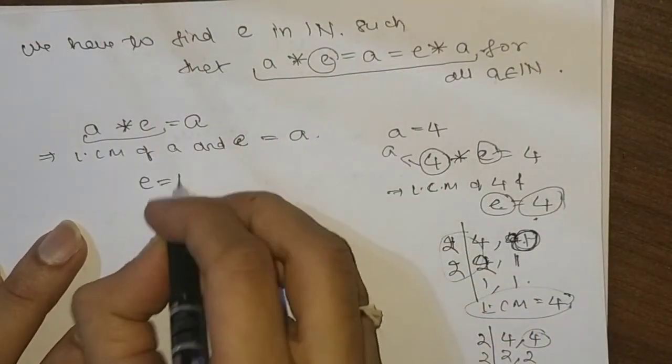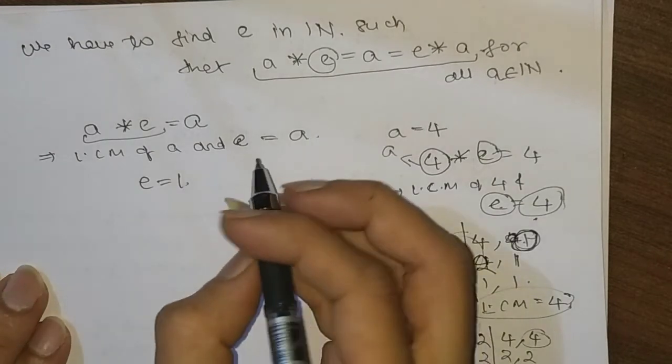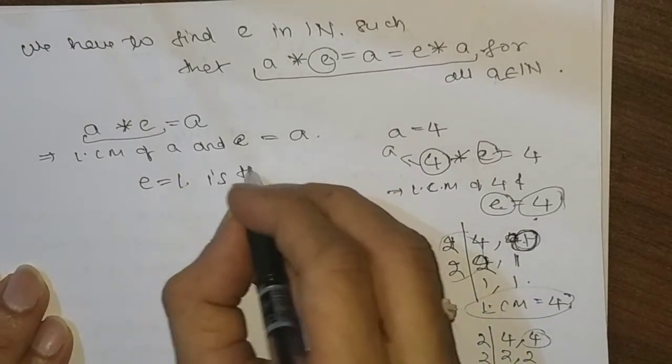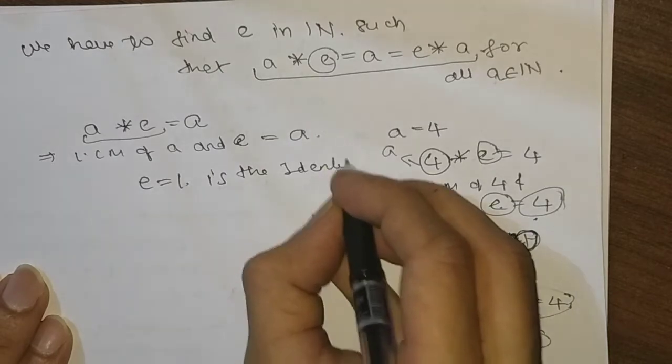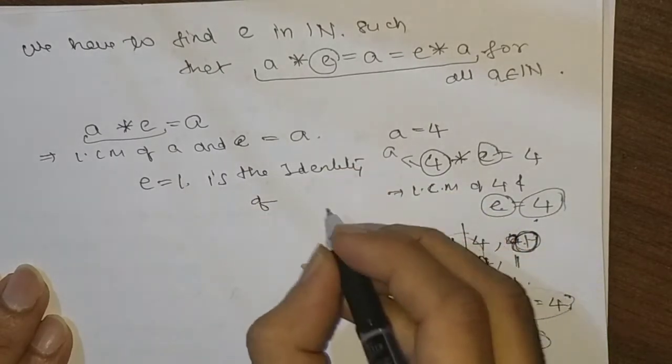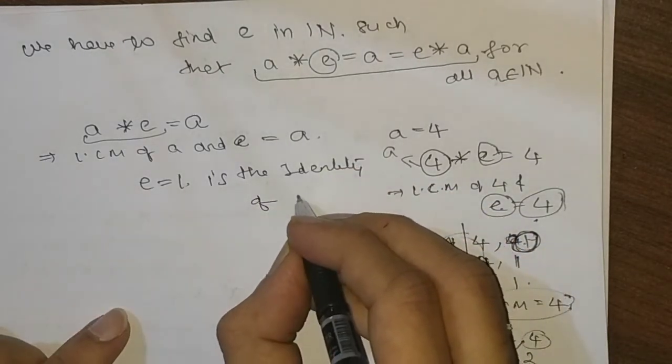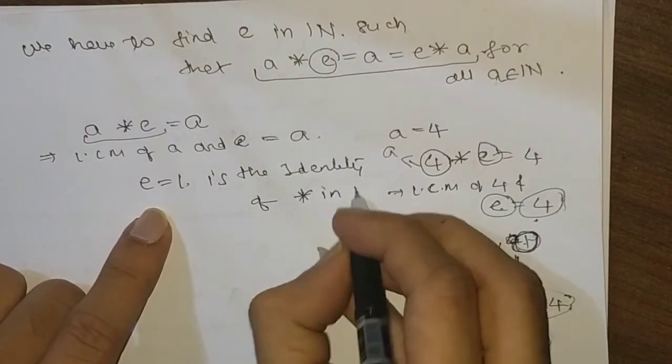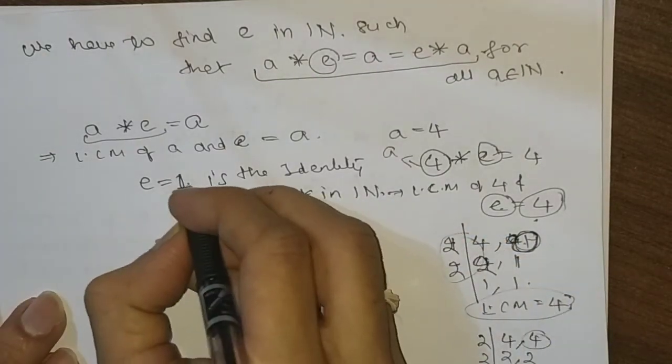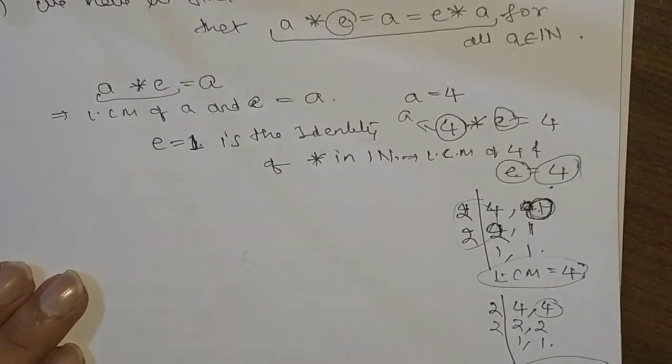So E will be equal to 1 in this case. E will be equal to 1, so E is the identity of star in the natural numbers. So the identity is 1 for the operation.